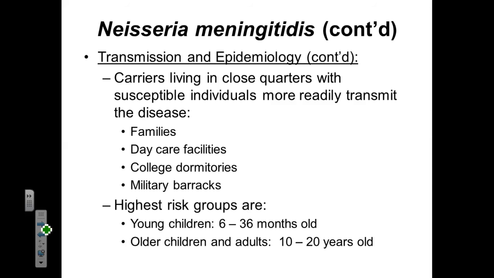Carriers that live in close quarters with other susceptible individuals are much more ready to transmit the disease. So if we think of a daycare, a family situation, a college dorm, or military barracks, areas where lots of people are crammed together and come in close contact with each other. Individuals at very high risk include young children, older children, and young adults. So pretty much if you're of toddler age or in your teenage years, you're at high risk for developing this disease.